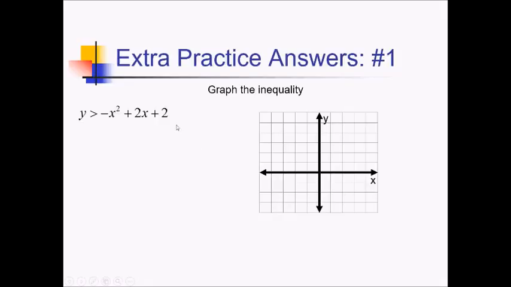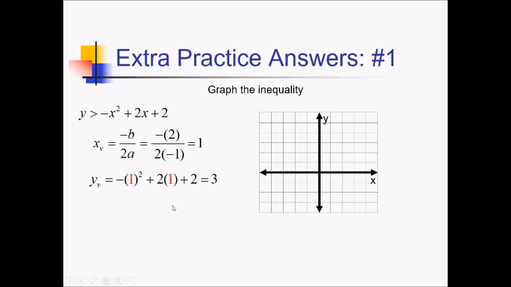For this problem, trying to graph this quadratic inequality, let's start by finding the vertex. So we've got negative b over 2a because this is in standard form. So that's going to be negative 2 over 2 times the a value negative 1. That's negative 2 over negative 2, which is positive 1. And then plugging that back in to get the y value that goes with it, we've got negative 1 plus 2 is positive 1. Positive 1 plus another 2 is going to give us 3. So we have 1 comma 3 for the vertex.